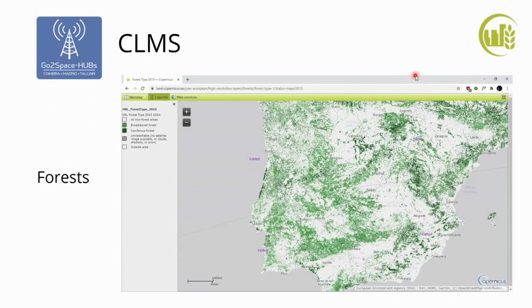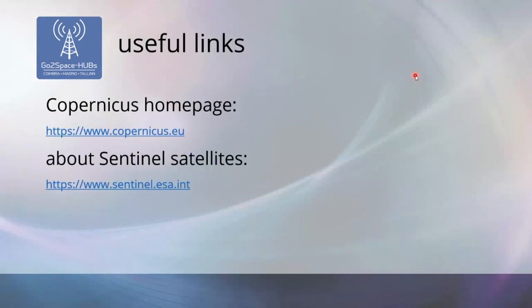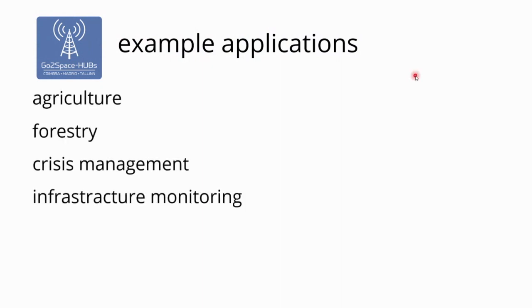So just to take and use. Actually, it's ready to use. It's a product. It's not data anymore. That's information. Well, so that was about Copernicus, the basics of that. And I would like to show you some example applications of this data.